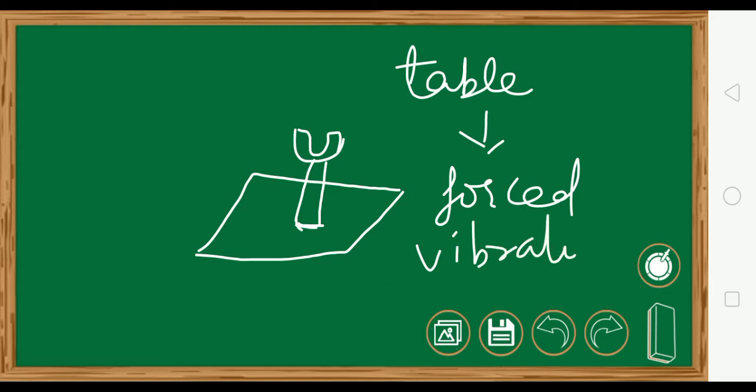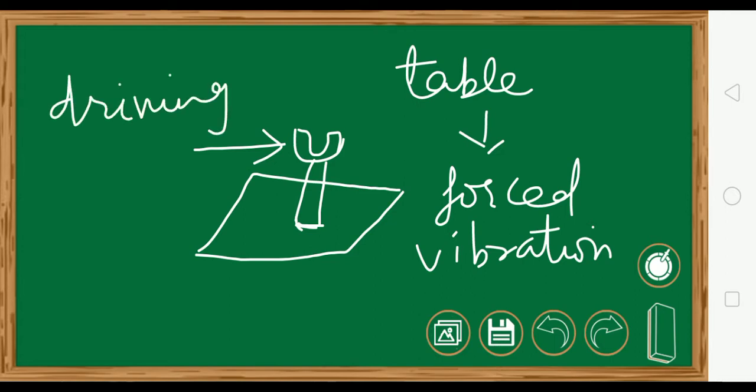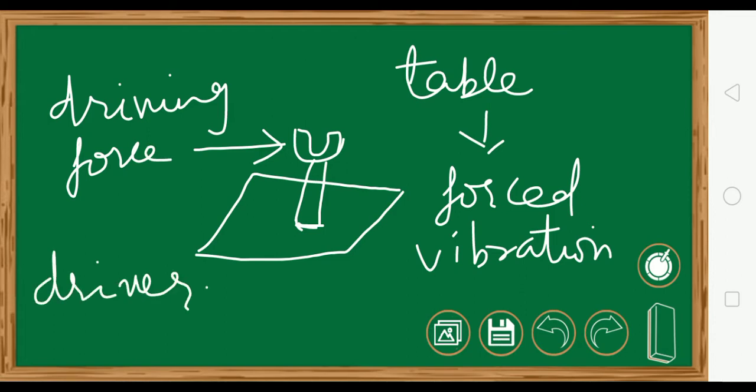And because of whom is it vibrating? Because of the tuning fork. So the tuning fork is giving the driving force, or it is also known as the driver in this case. Okay. So this is the meaning of forced vibrations. Now let us see some examples which are given.